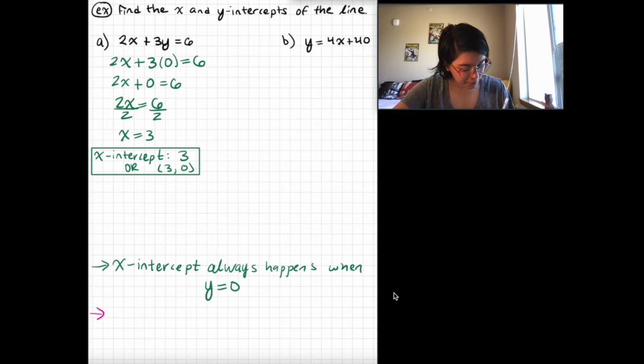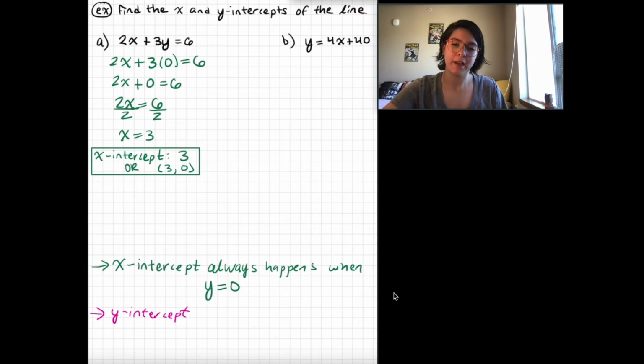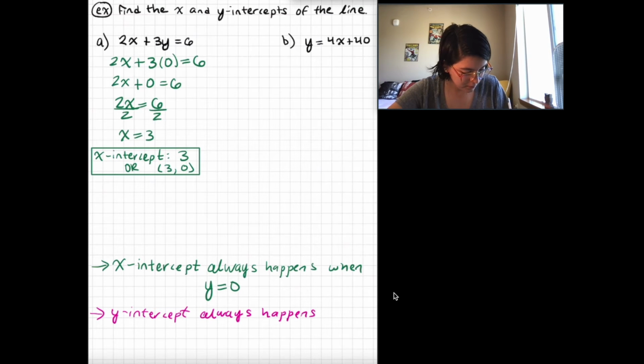Now, a general rule for our y-intercept, and maybe you can guess this, but when we are trying to figure out our x-intercept, we use y is equal to 0. Well, our y-intercept always happens when x equals 0.